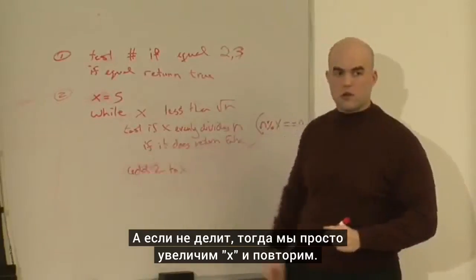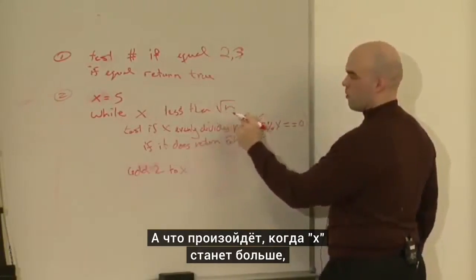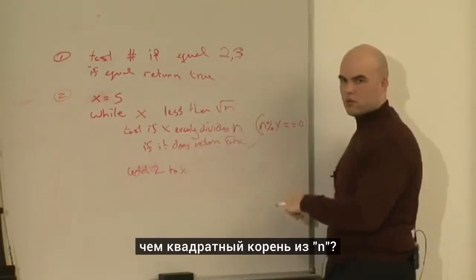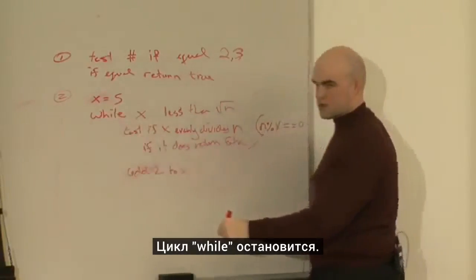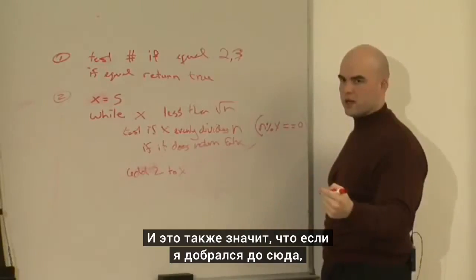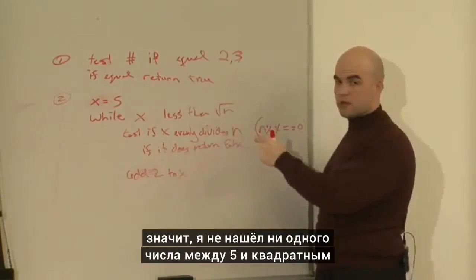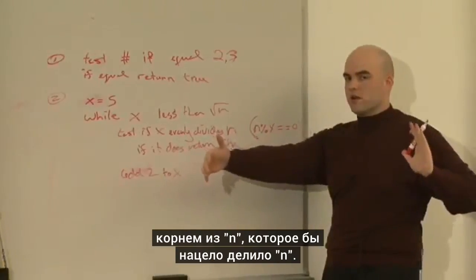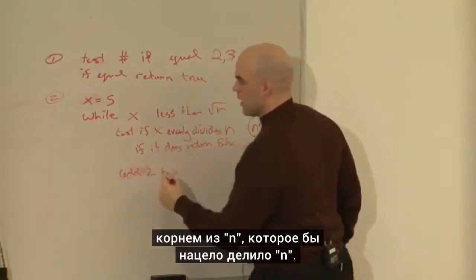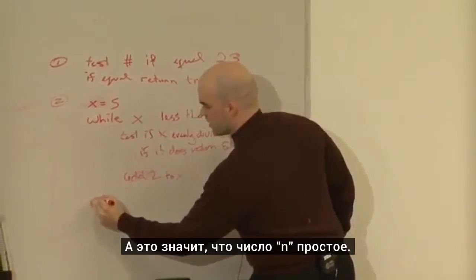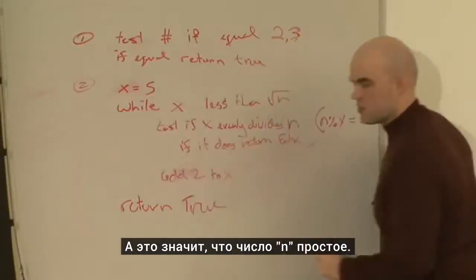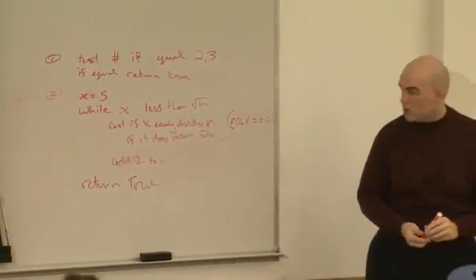And repeat, all right? And what happens when x becomes greater than square root of n? Well, the while loop's going to stop, and that also means that if I've made it to that point, then I've not found any numbers between 5 and square root of n that will evenly divide n. So that means that n is prime.